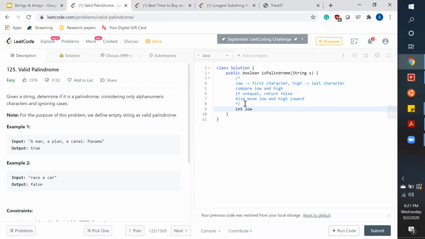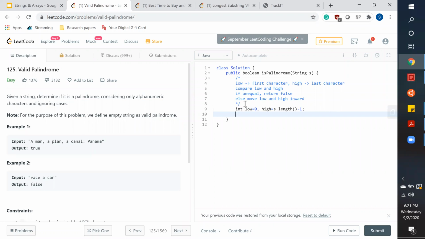So let's set my int low. Do you want low and high? What type should they be? Okay, I kind of gave it away. But what should I set low to? What should I set high to initially? Okay, low equals 0. And how about high? Exactly, s.length minus 1. Remember, strings are 0 indexed. So the last character is at the position length minus 1.